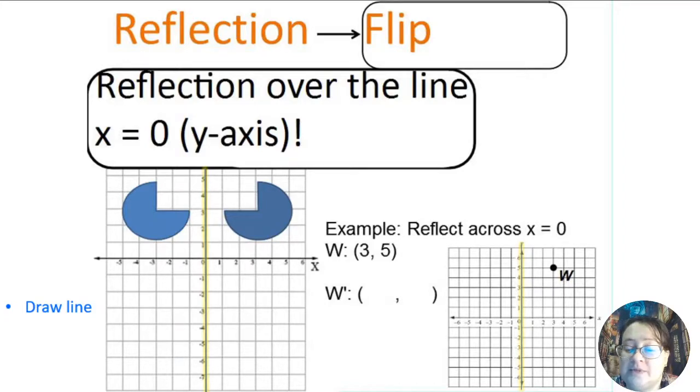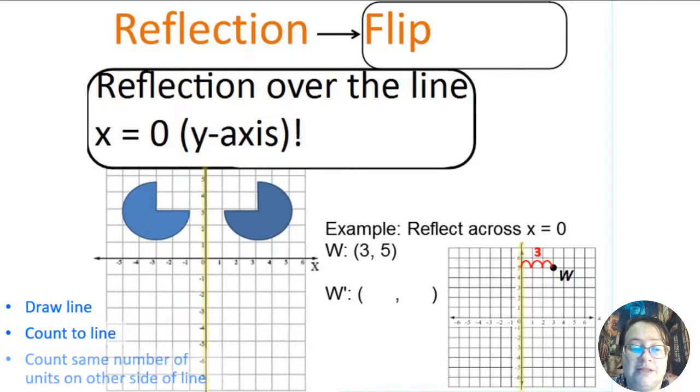Our second step, still the same. We count to the line. 1, 2, 3. Third step, count the same number of units on the other side of the line. 1, 2, 3. And that's where we put point W prime, which is at -3, 5.